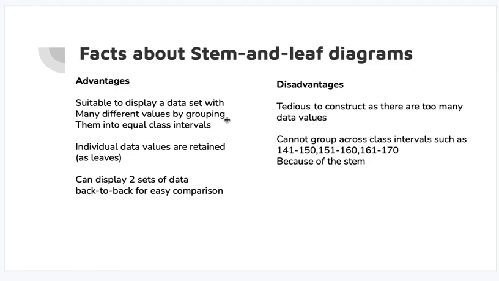Facts about stem and leaf diagrams. Now, stem and leaf is suitable to represent data sets which have many different values by grouping them into class intervals. The individual data values are retained as leaves, so every data is counted. And we can also display two sets of data in one diagram using a back-to-back, and this is used for comparison. It's tedious to construct a stem and leaf, and it cannot group data which is across the class intervals because of the stem.